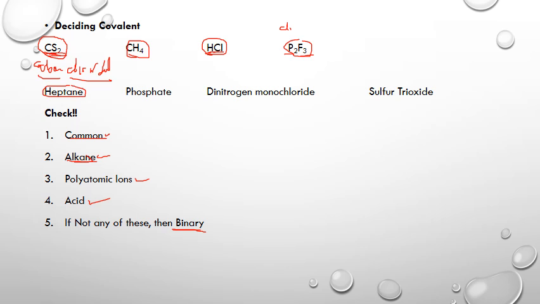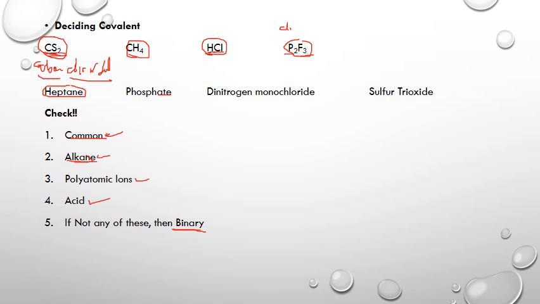Now let's go the other way. Given the name, find the formula. Heptane: is it a common? No, it's not one of the 5. Is it an alkane? Yes, because it has ane in it. Phosphate: is it common? No. Alkane? No. Polyatomic? Yes. They all end in ate except for hydroxide. So it's PO4 3 minus.